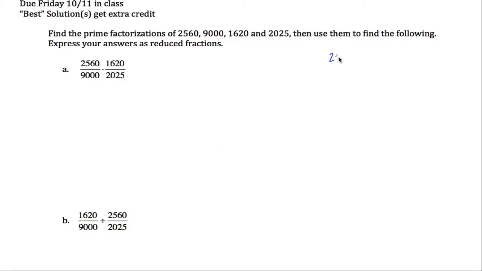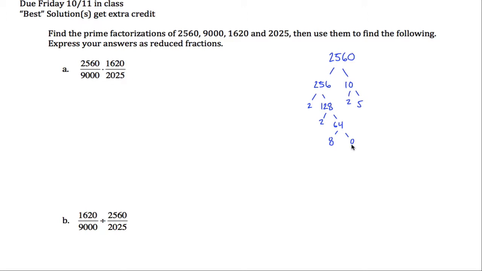So I think a good first step would be to create these trees for each of these four numbers up here. So 2,560, one way you could break that down is it's 256 times 10, and then 10 is 2 times 5, whereas 256, a couple different ways you can get at this. One way is it's an even number, so it's 2 times something. Maybe you pull out a calculator, do long division to find what times 2 gives you 256. The answer is 128. And if you note that 128 is even, we can say it's 2 times 64.